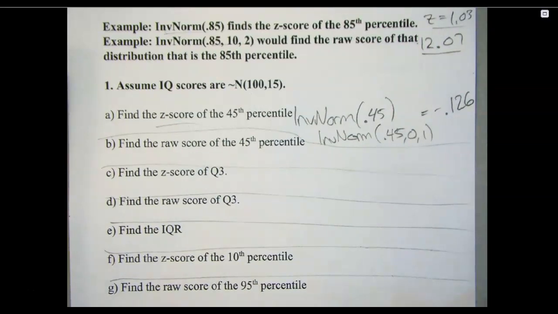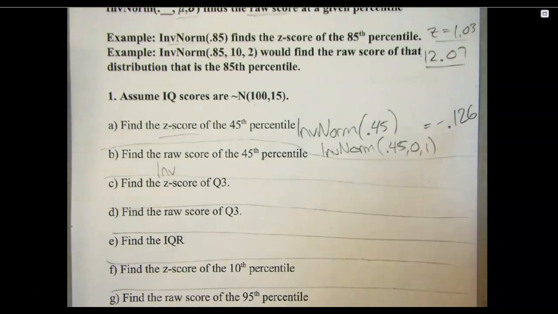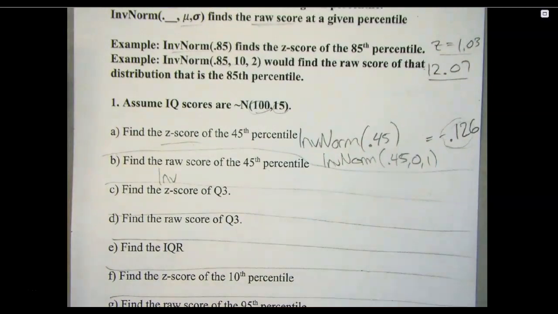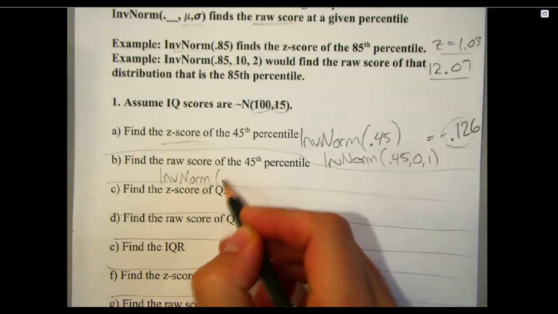Are we good? Everybody getting negative 1.126? Okay. Find the raw score. So the difference here is, there are two ways you can find the raw score. If you know the z-score, the mean, and the standard deviation, you've got that formula, right? You could throw everything in there and find the raw score, but it's a heck of a lot shorter to make the calculator do it.